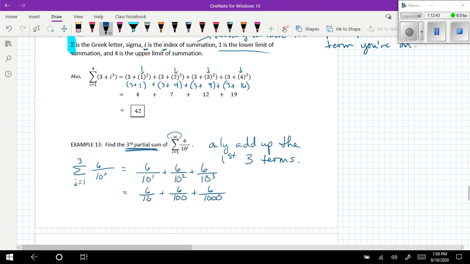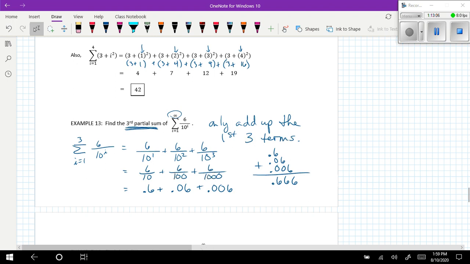I'm going to change to decimals because it looks nicer. And 6 thousandths is 0.006. And if I add these up, 0.6, 0.06, 0.006, I get 0.666. Maybe not the best question to have started with, but that is the answer for the third partial sum.